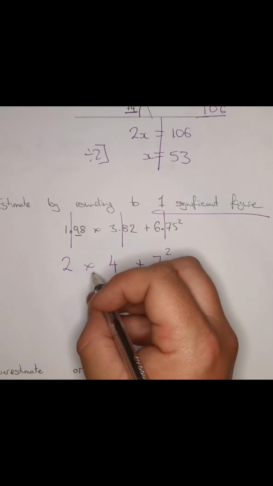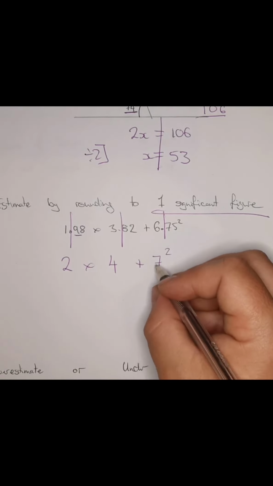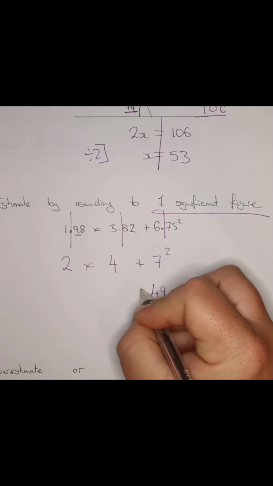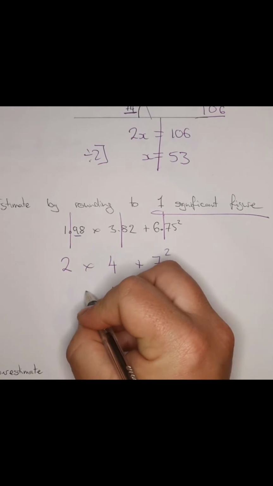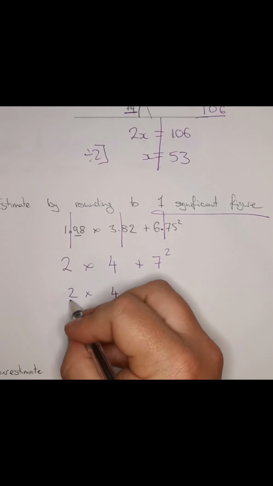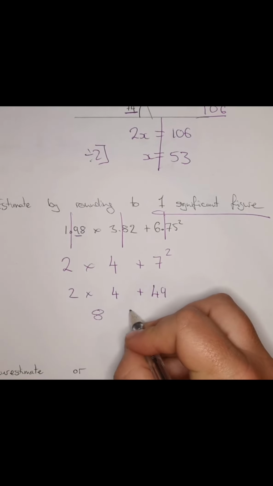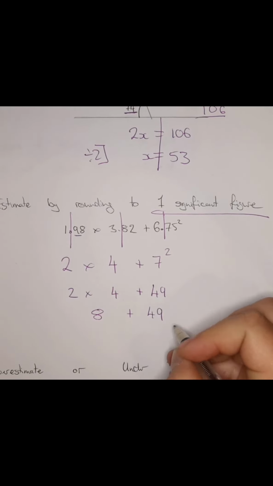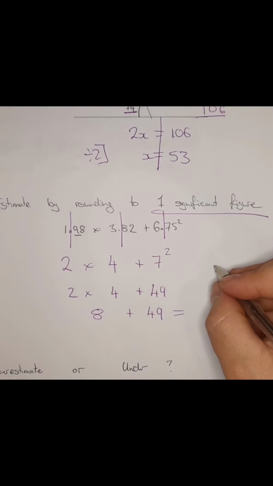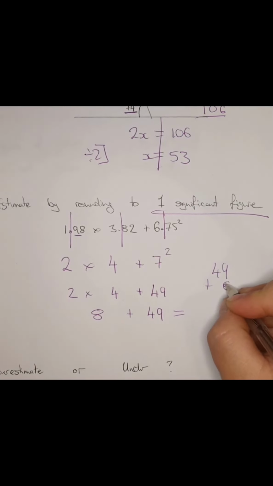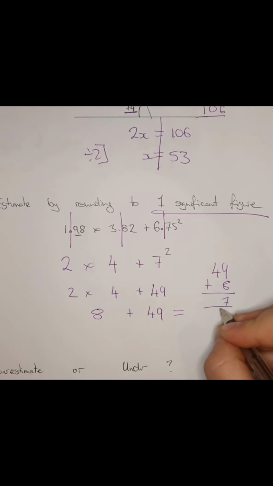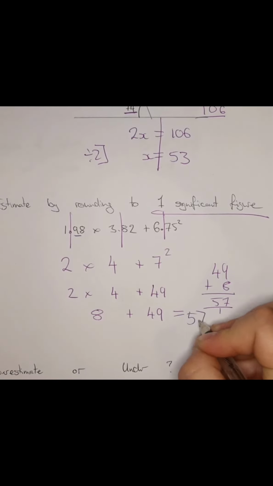So, indices first, 7 times 7 is 49. Copy the rest of my stuff down. 2 times 4 is 8, so I've got 8 plus 49. So, 49 add 8, 57.